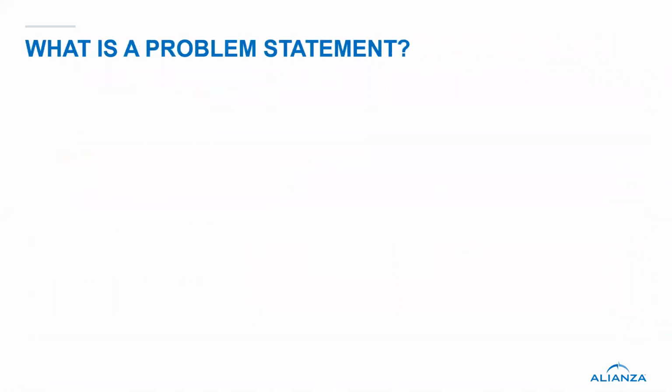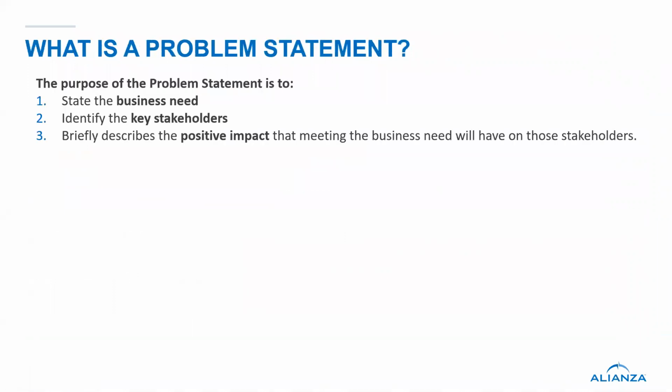So what is a problem statement? Because that's what we're going to go over in this meeting. The purpose of the problem statement is to A, state the business need, B, identify the stakeholders, and C, briefly describe the positive impact the business need will have on those stakeholders.